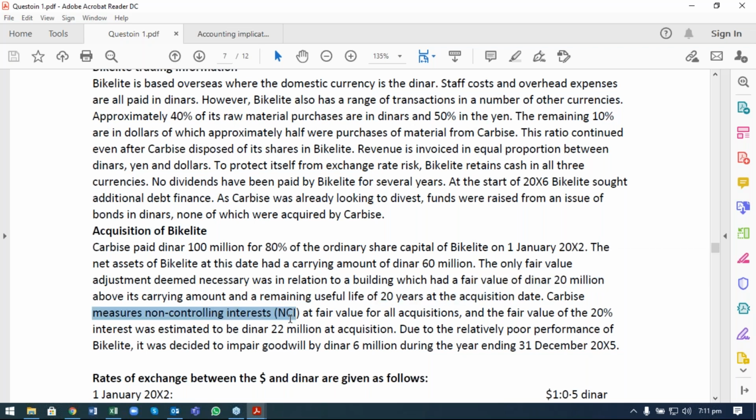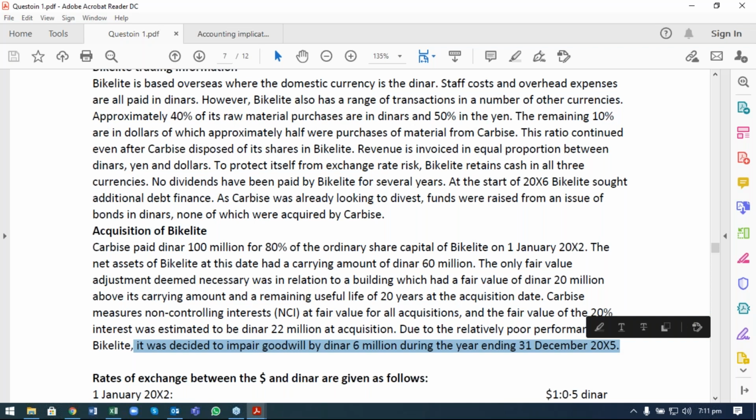Carbise measures non-controlling interest at fair value for all acquisitions, and the fair value of the 20% interest was estimated to be 22 million dinars at acquisition. So NCI was also held at fair value, which means it is the full goodwill method. Due to the relatively poor performance of Bakelite, it was decided to impair goodwill by 6 million dinars by the year ended 31st December 2006.